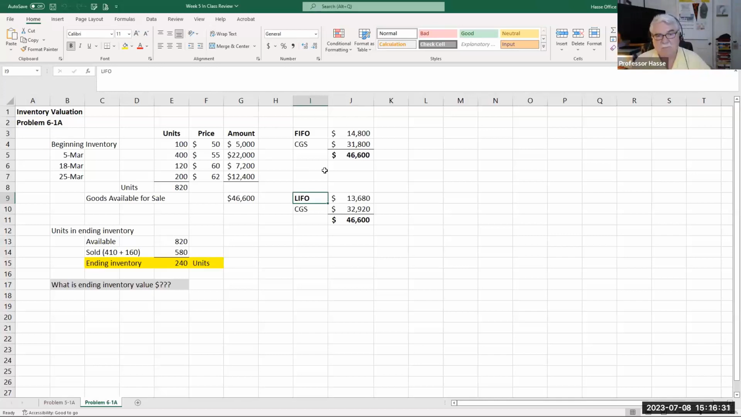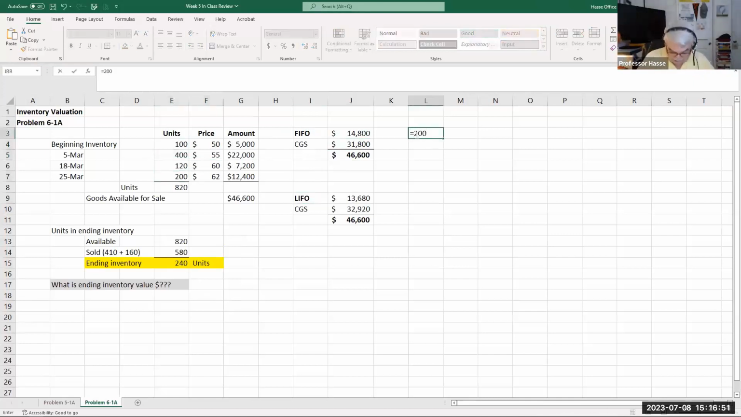Let me show you the example. Under LIFO or FIFO, goods purchased first are the first ones sold. So remember, we had 240 units left in inventory. So this 240 units must be made up of 200 units at $62 and 40 units at $60.